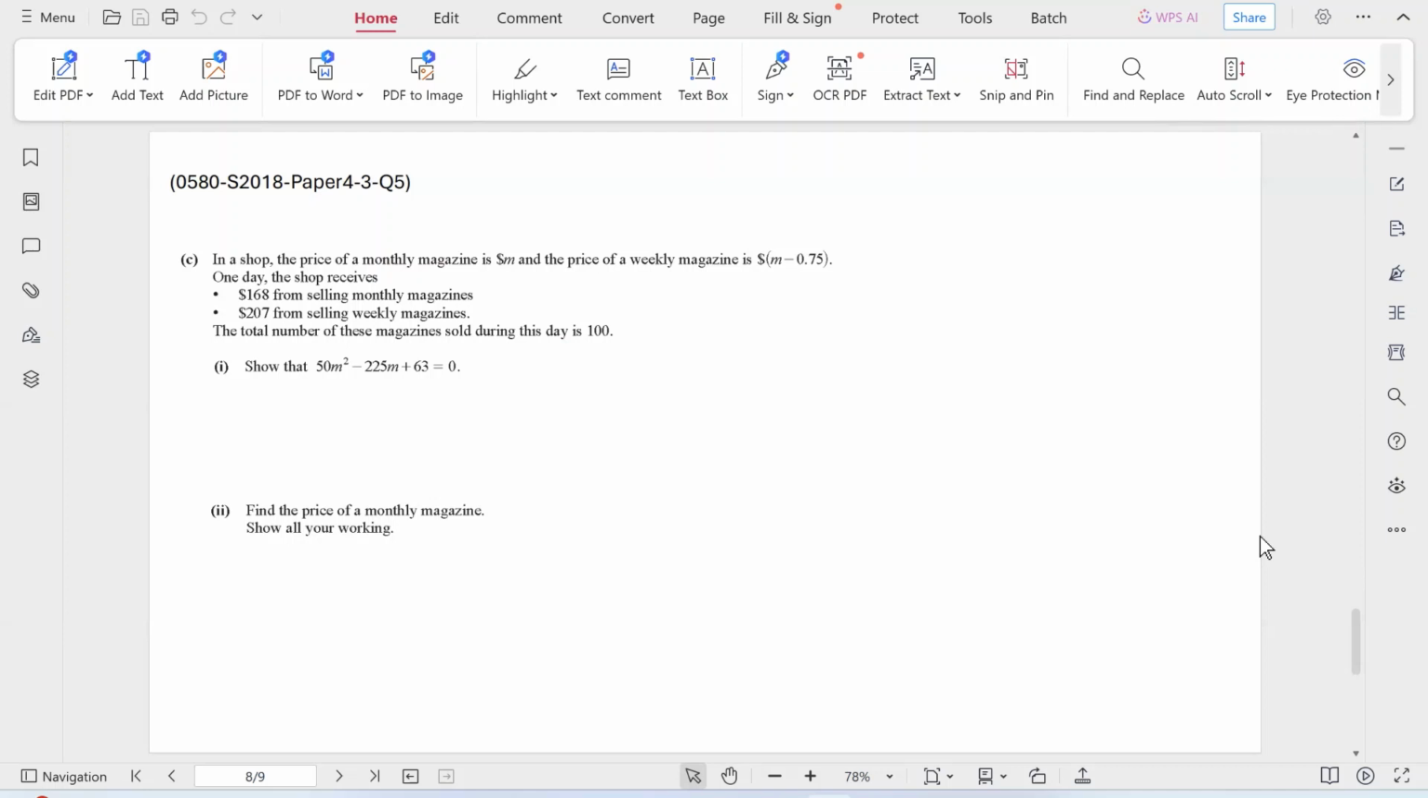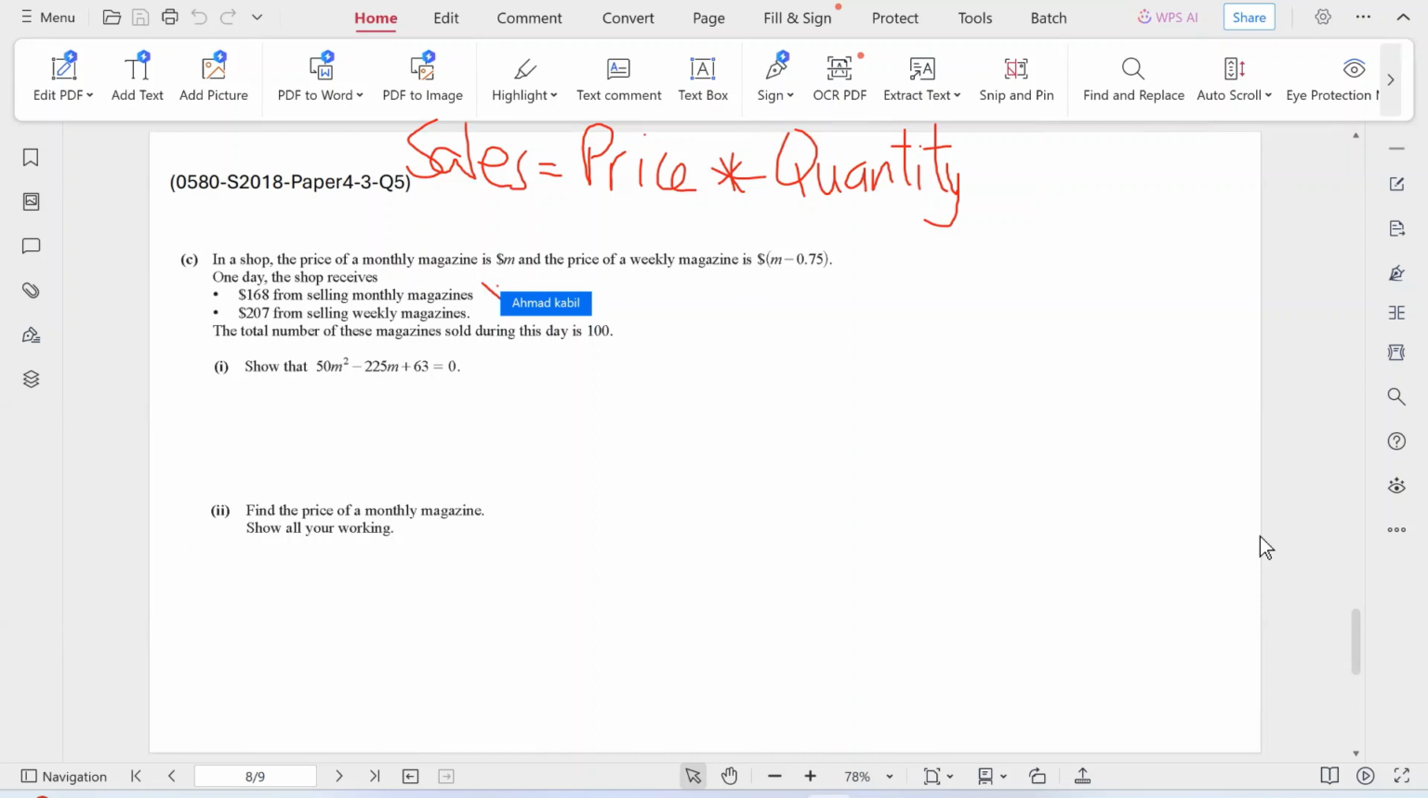So first of all, this has to do with business. You should know that sales equals price multiplied by quantity. So the number of magazines I sold multiplied by the price of a single magazine gives me the sales revenue from these magazines. So let's apply this to the weekly and to the monthly. Let's call the quantity of weekly magazines Y, and let's call the quantity of monthly magazines X. So this is X and this is Y. So we have two equations in X and Y.